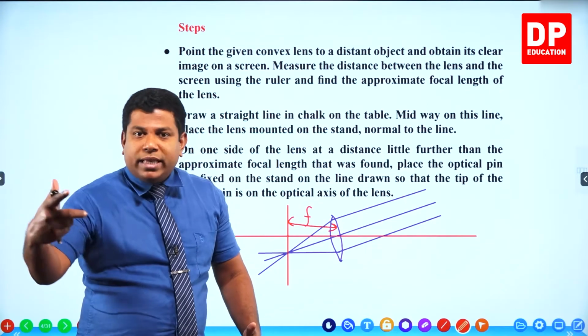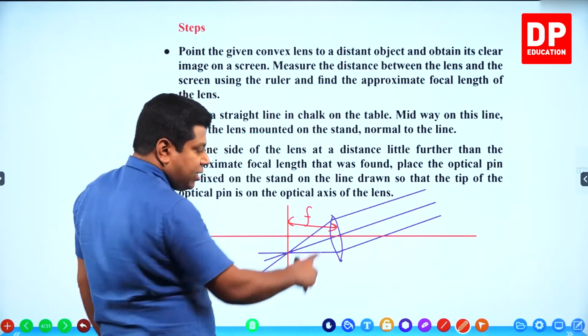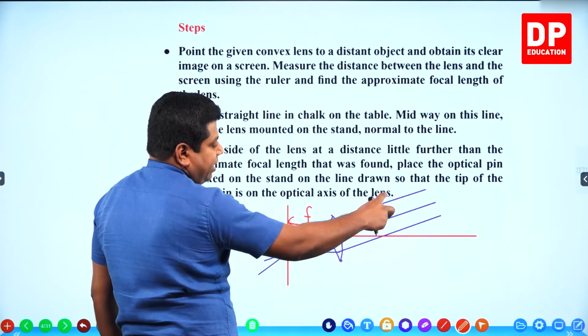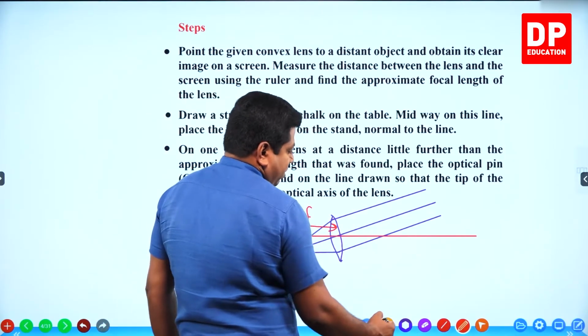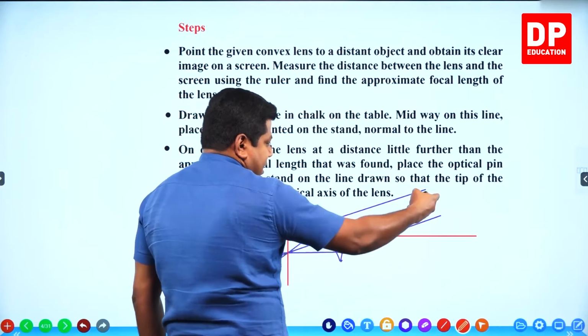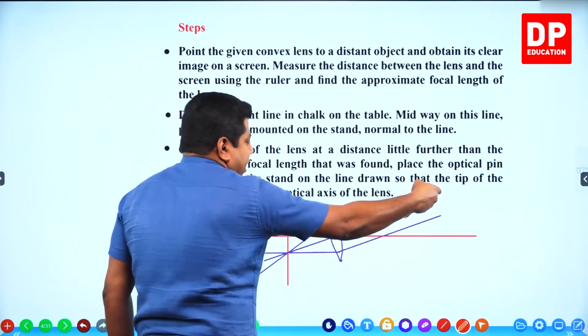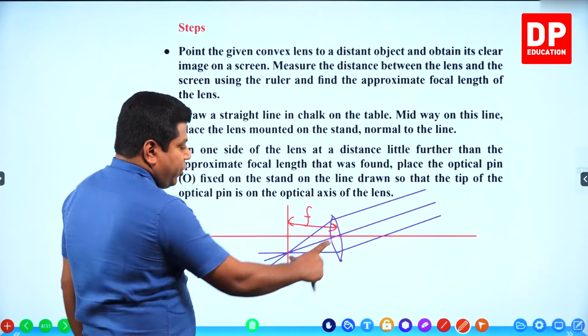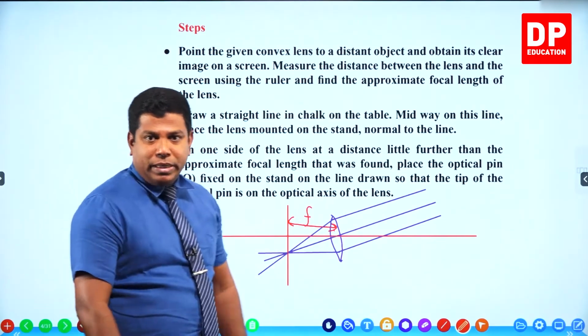What you do, you take the parallel rays. So one thing you can do, rather than keeping the parallel rays like this, if you can keep your lens also tilted so that this middle ray becomes the primary axis for you, it's easy for you to measure the distance.